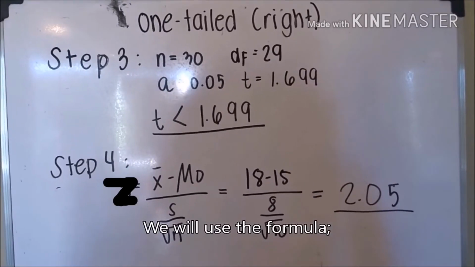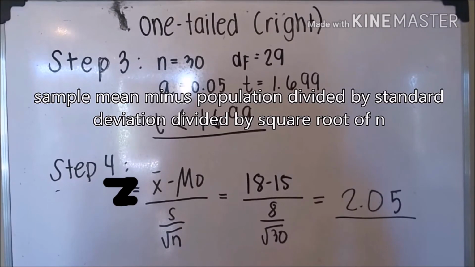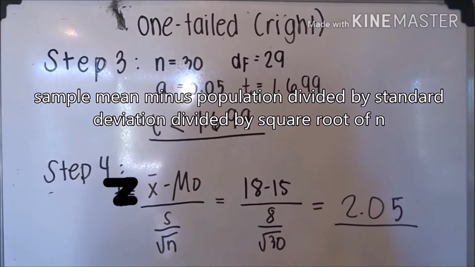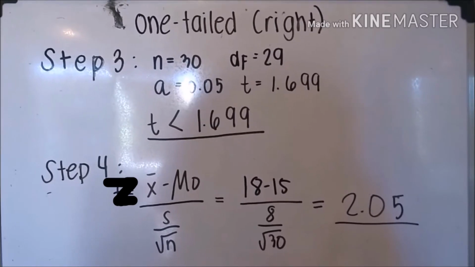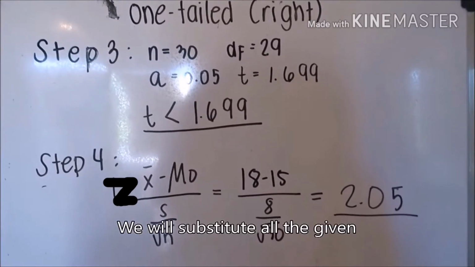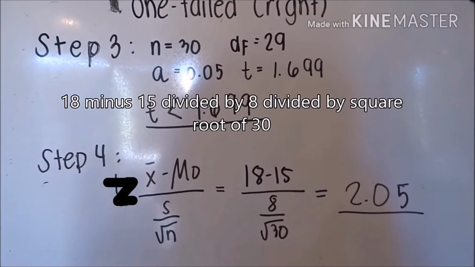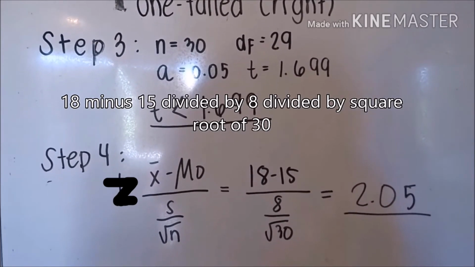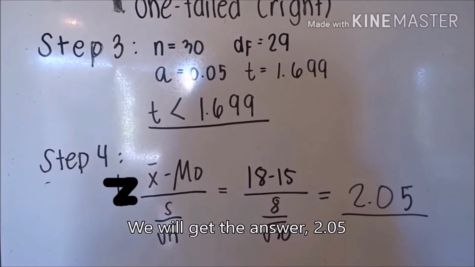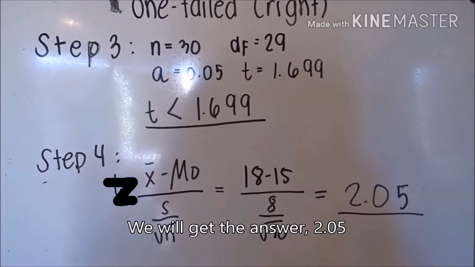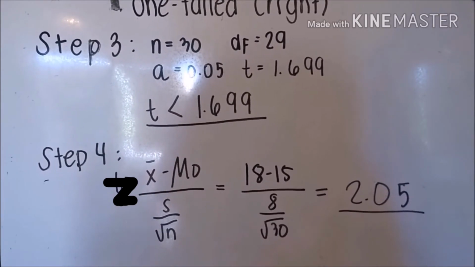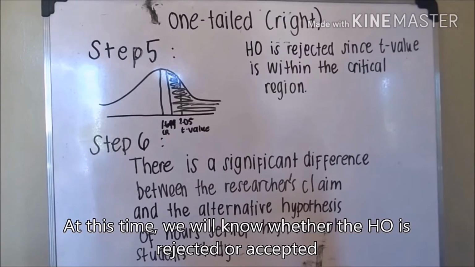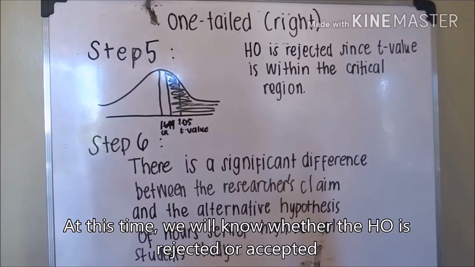We will use the formula: sample mean minus population mean divided by standard deviation divided by square root of n. We will substitute all the given. Now, 18 minus 15 divided by 8 divided by square root of 30. We will get the answer 2.05.